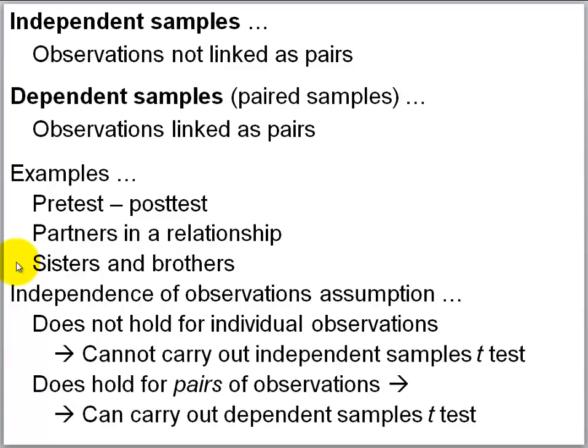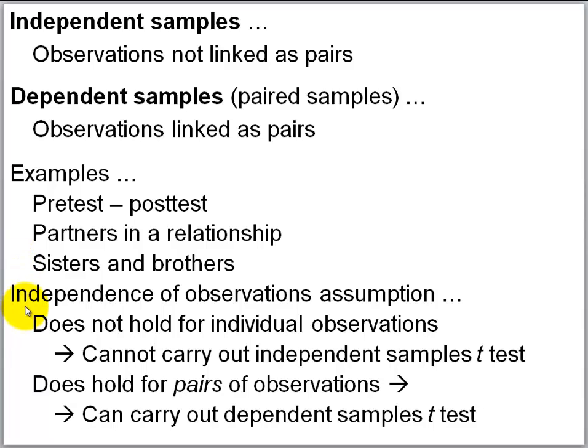If you were studying sisters and brothers, and perhaps you want to determine, well, who tends to get better grades, sisters or brothers? So if you had sisters in one sample and the brothers of those sisters in a second sample, then you would have paired observations and you would have paired samples.